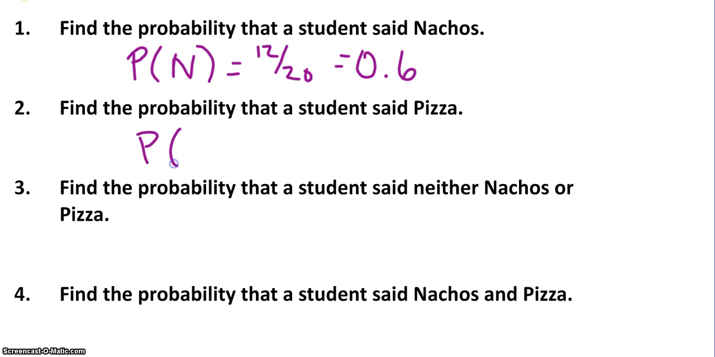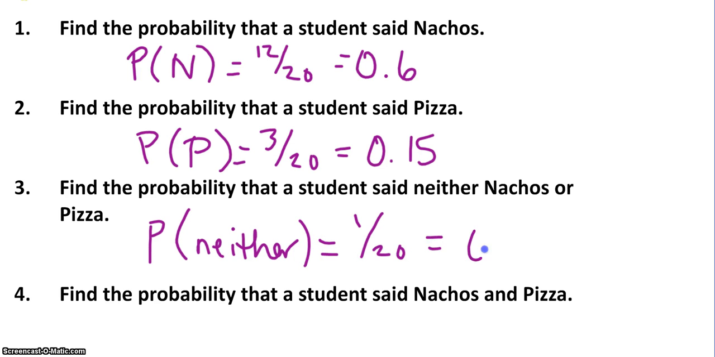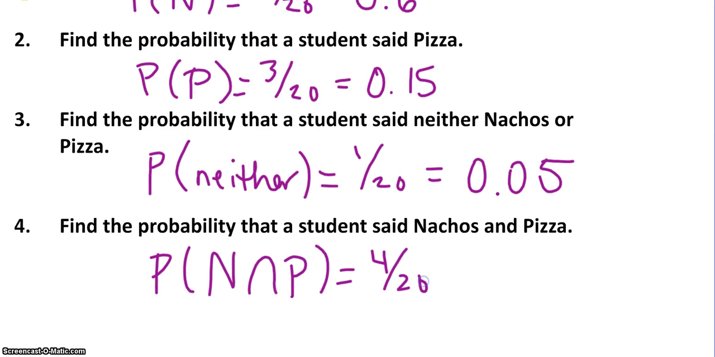The probability that a student said pizza is going to be 3 out of 20, or 0.15. Remember, probability is between 0 and 1, so not 15%, it's 0.15. The probability that they said neither is going to be that 1 person out of the 20 we polled, and that's 0.05. And the probability that a student said nachos and pizza, so the probability of nachos intersection pizza, is going to be the 4 that said both, out of 20, which is 0.2.